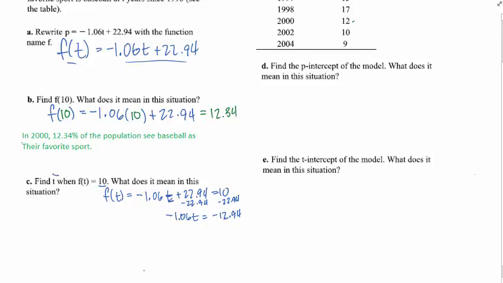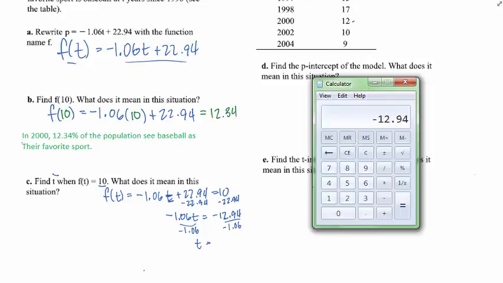After doing that subtraction, we want to continue solving for t, so at this point I want to divide by negative 1.06 to get t by itself. And so t is going to equal negative 12.94 divided by negative 1.06. And negative divided by negative should be a positive, and we get positive 12.2, well, let's say 12.21.